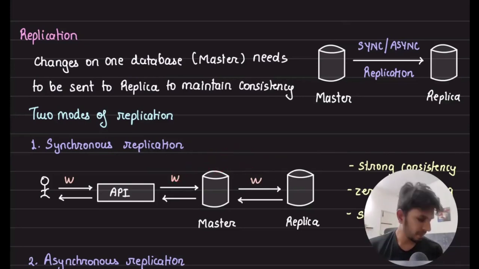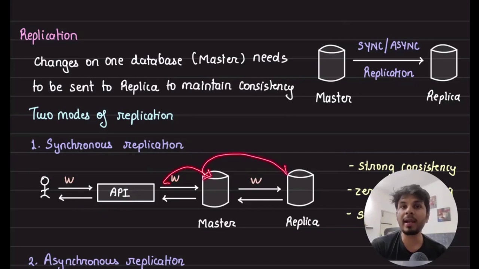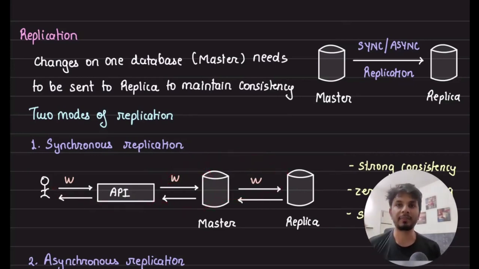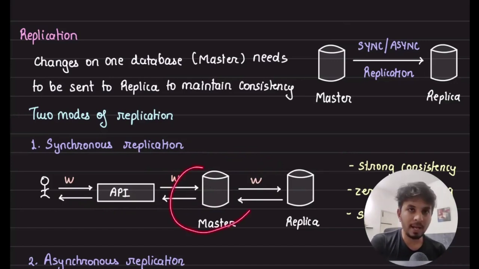But the idea is that your API server does not respond back to the client unless the write has happened on the master and on the replica. Only then would we say that the write is successful, and only then would we return it to the user that, hey, write is done. This way, your master and your replica will always be in perfect sync.